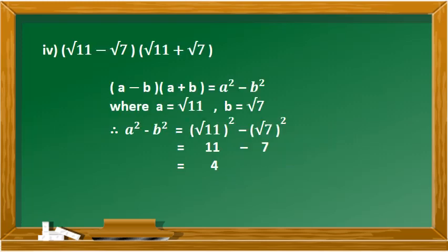The fourth sum is (square root of 11 minus square root of 7) into (square root of 11 plus square root of 7). Now this is in the form of the identity (a minus b) into (a plus b) is equal to a square minus b square, where a is equal to square root of 11 and b is equal to square root of 7. Substituting, a square is (square root of 11) the whole square, minus b square is (square root of 7) the whole square. (Square root of 11) the whole square is 11 and (square root of 7) the whole square is 7. So 11 minus 7 gives you 4.